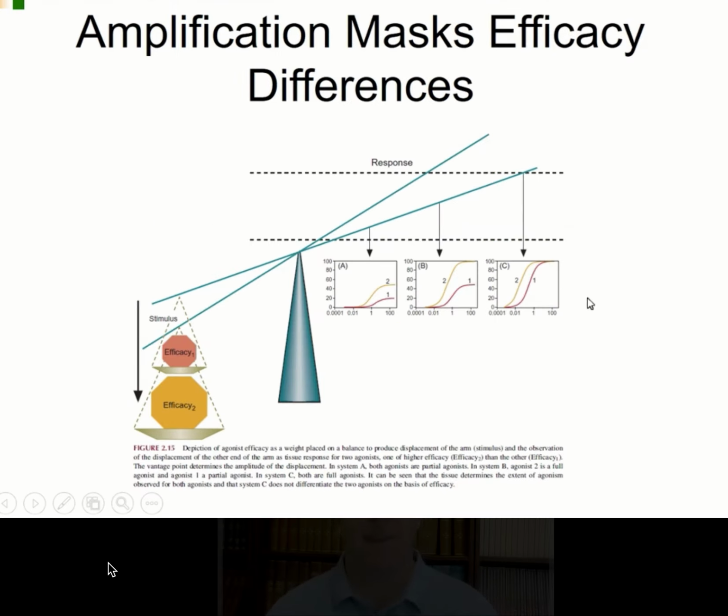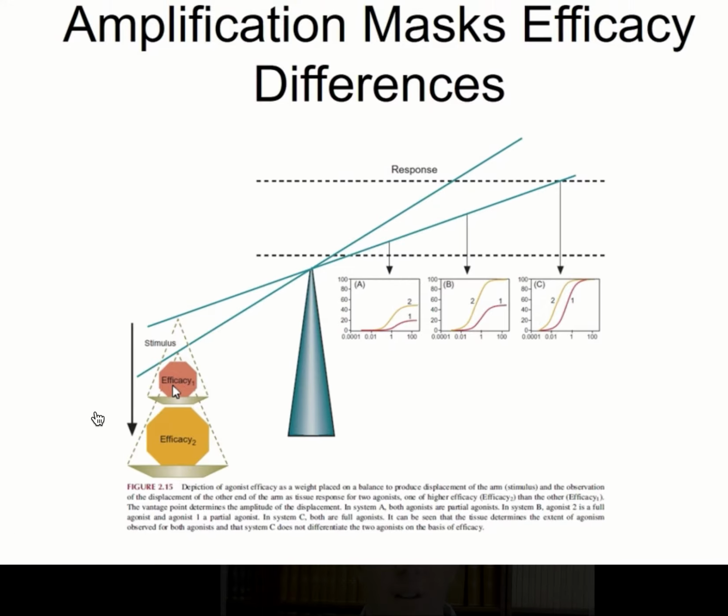Now this can be complicated because this amplification can hide differences in efficacy between 2 compounds. So here we have 2 different levers, and each one has a different agonist, agonist 1 and agonist 2, and we can see that agonist 2 is more efficacious than agonist 1.